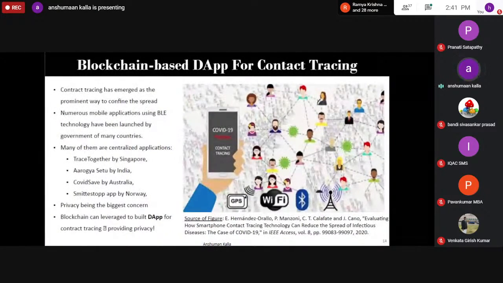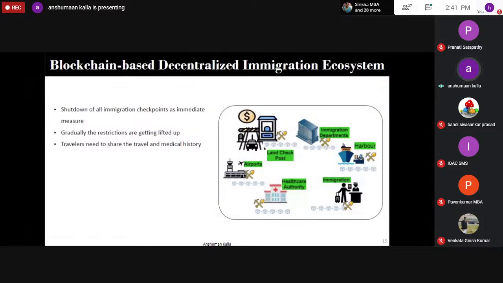All right. So the next important use case is a blockchain-based decentralized immigration ecosystem, right? As a strict measure, many countries have shut down their immigration checkpoints, be it airports, seaports, land ports, or rail ports, right? Gradually they are opening, of course, with a lot of precautions. But the problem is that travelers need to share their travel and medical history, all right? For instance, travelers are also asked to carry a COVID-19 test which they have undergone within the last 24 hours at the time of immigration check.